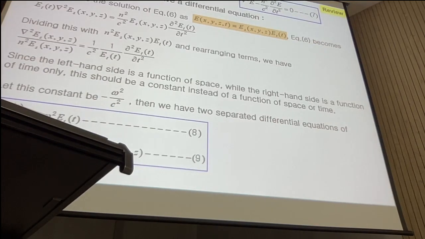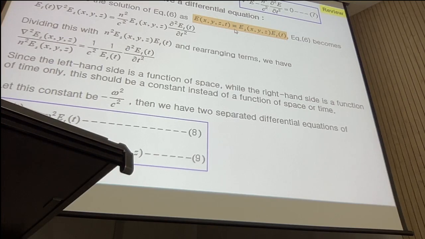So let's say, how can we find the scalar wave equation? The process is quite standard. The first thing you have to do is decompose the spatial and temporal dependent function of E into the product of a spatial function with a temporal function. And then we apply separation of variables.